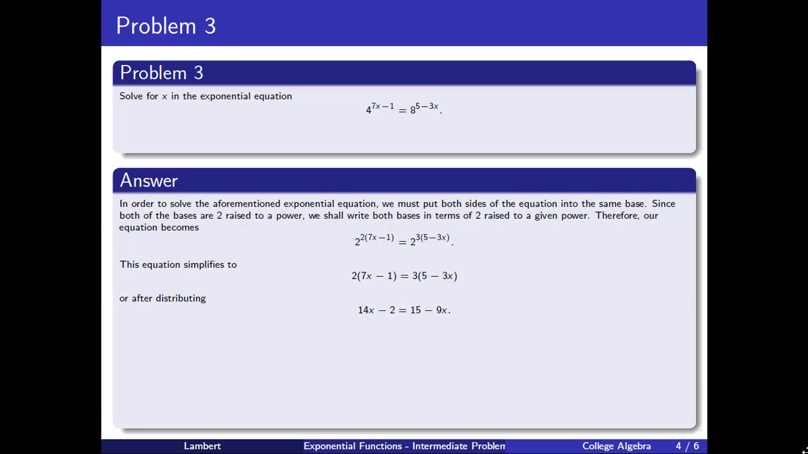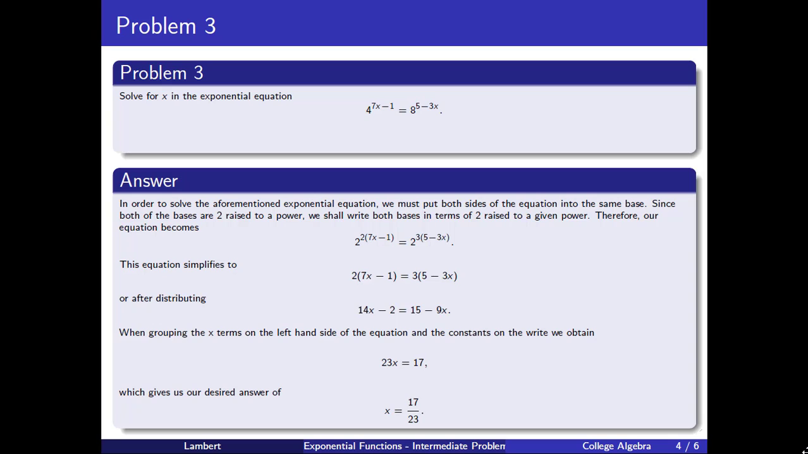Okay, moving from there, we got to get all the x terms on one side and all the constants on the other. That's how we solve our linear equations. So we get 23x equals 17. The way we did that was we added 9x to both sides, and then we added 2 to both sides. So kind of doing 2 steps at once there. So you get 23x equals 17, and our final answer is x equals 17 over 23.